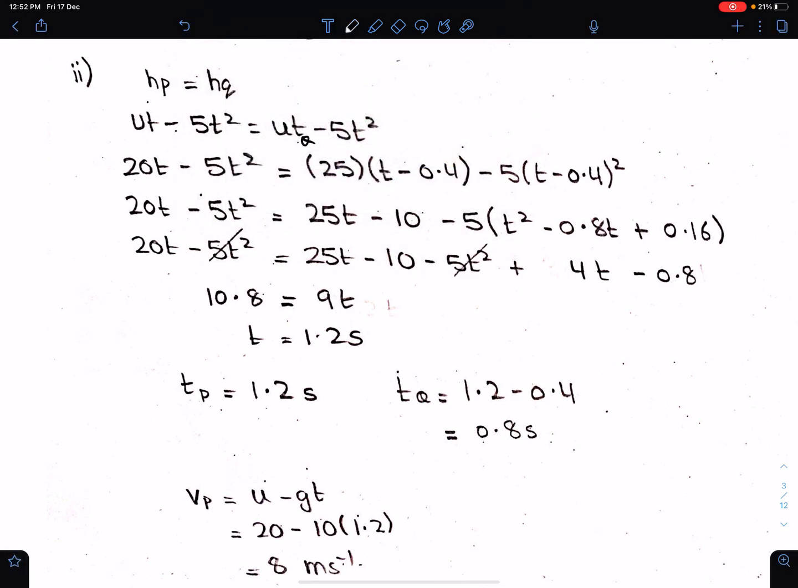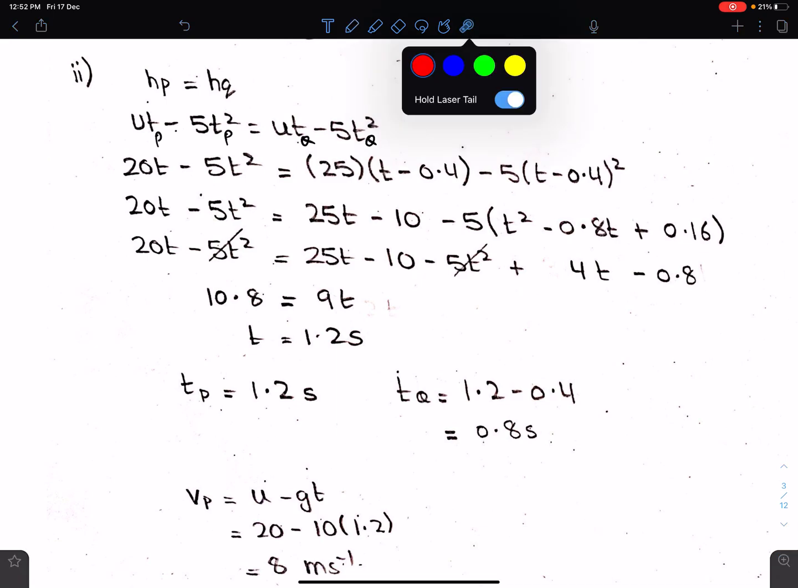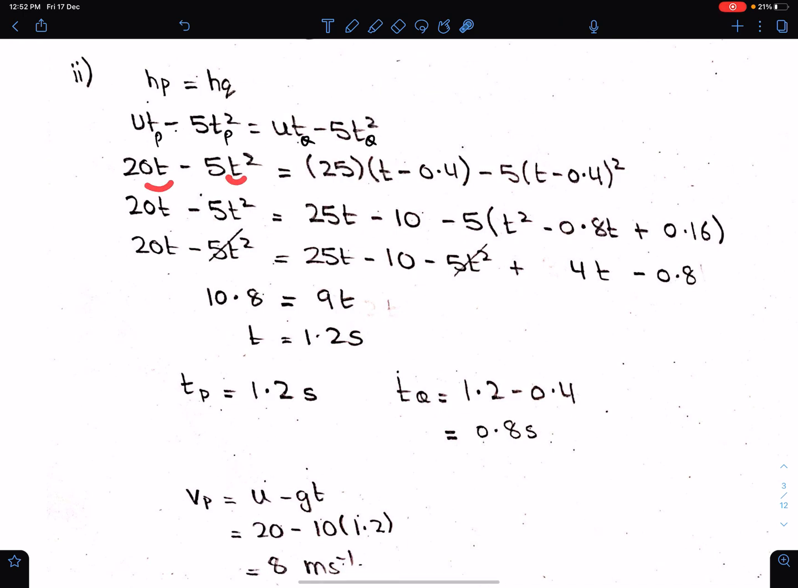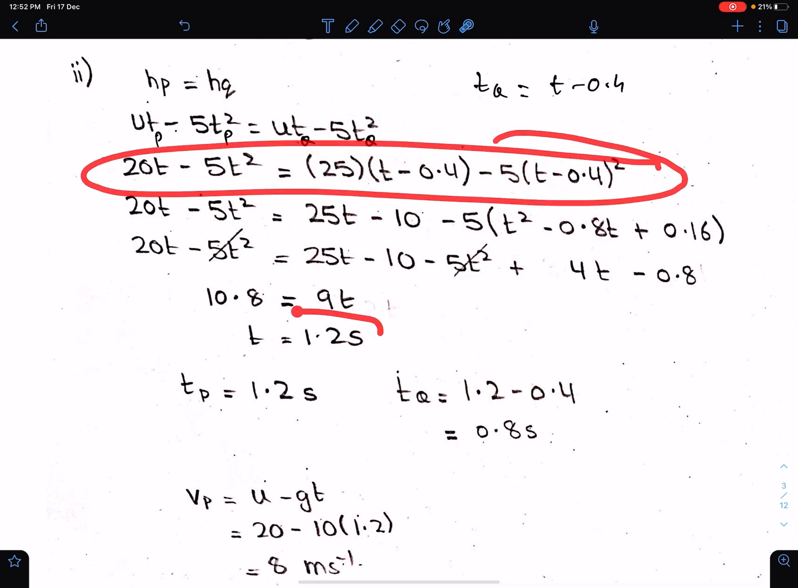Write time of Q here, and time of P here. Time of P is t, and time of Q is t minus 0.4. Make sure you substitute t minus 0.4 here and here. When you solve this equation, you will get the value of t when the particles are at the same height.